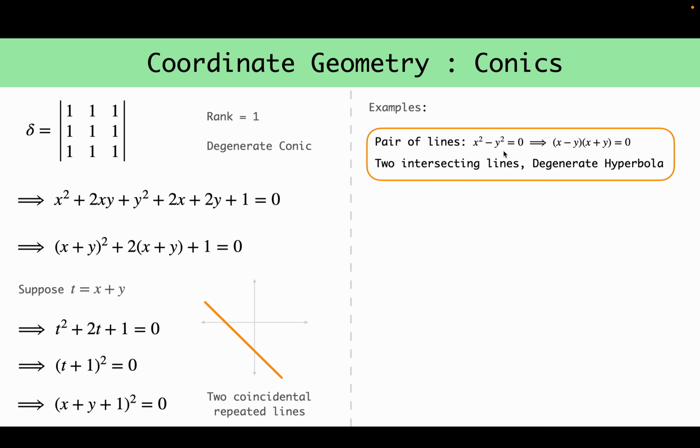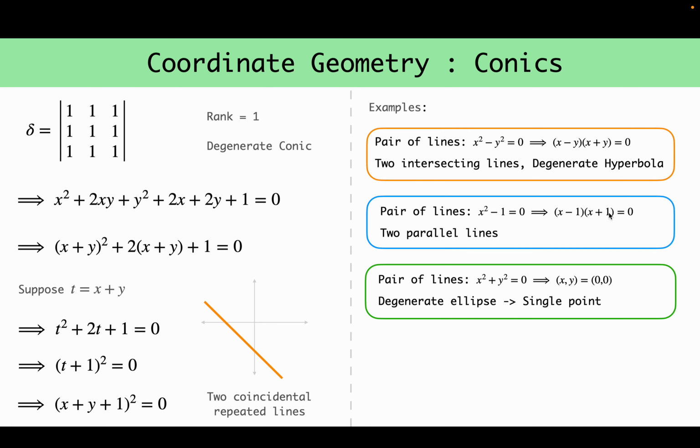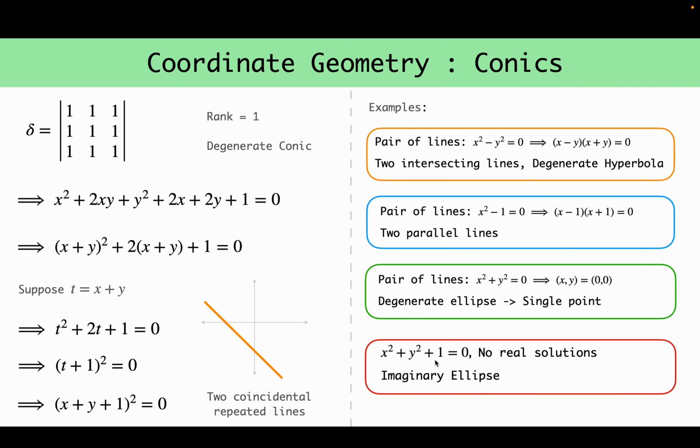For example, if you take this, the signs are opposite, we could possibly think that it is a hyperbola, but it is not a hyperbola. When you decompose it, you get two intersecting lines. And this kind of looks like a second order equation, but this decomposes to two parallel lines. And x square plus y square, the signs are the same, and it looks like a circle equation, but this condenses to a point. And this x square plus y square plus 1 is equal to 0. This does not have any real solution, and therefore it's an imaginary ellipse. So in this way the conics will become degenerate when the delta is equal to 0.